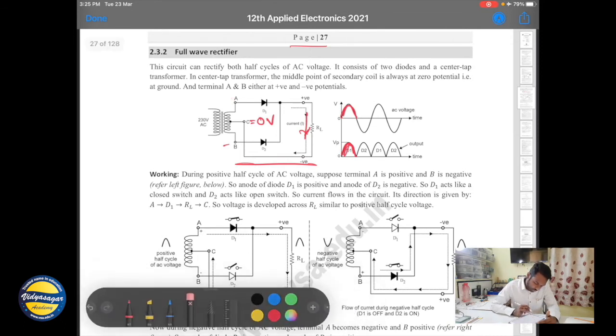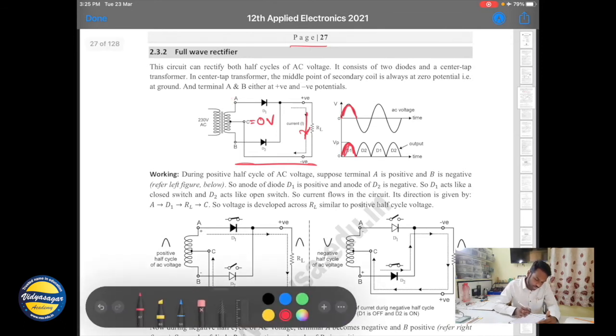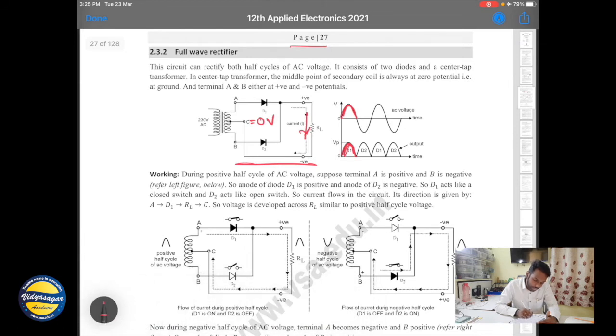Now when it comes to the first negative half cycle across the secondary, B will be positive and A will be negative. Now again B is at higher potential as compared to C. Now D2 will become forward bias. Okay, D2 will become forward bias and it will conduct current, and the path that current will follow will again be B, D2, RL, C and back to B.